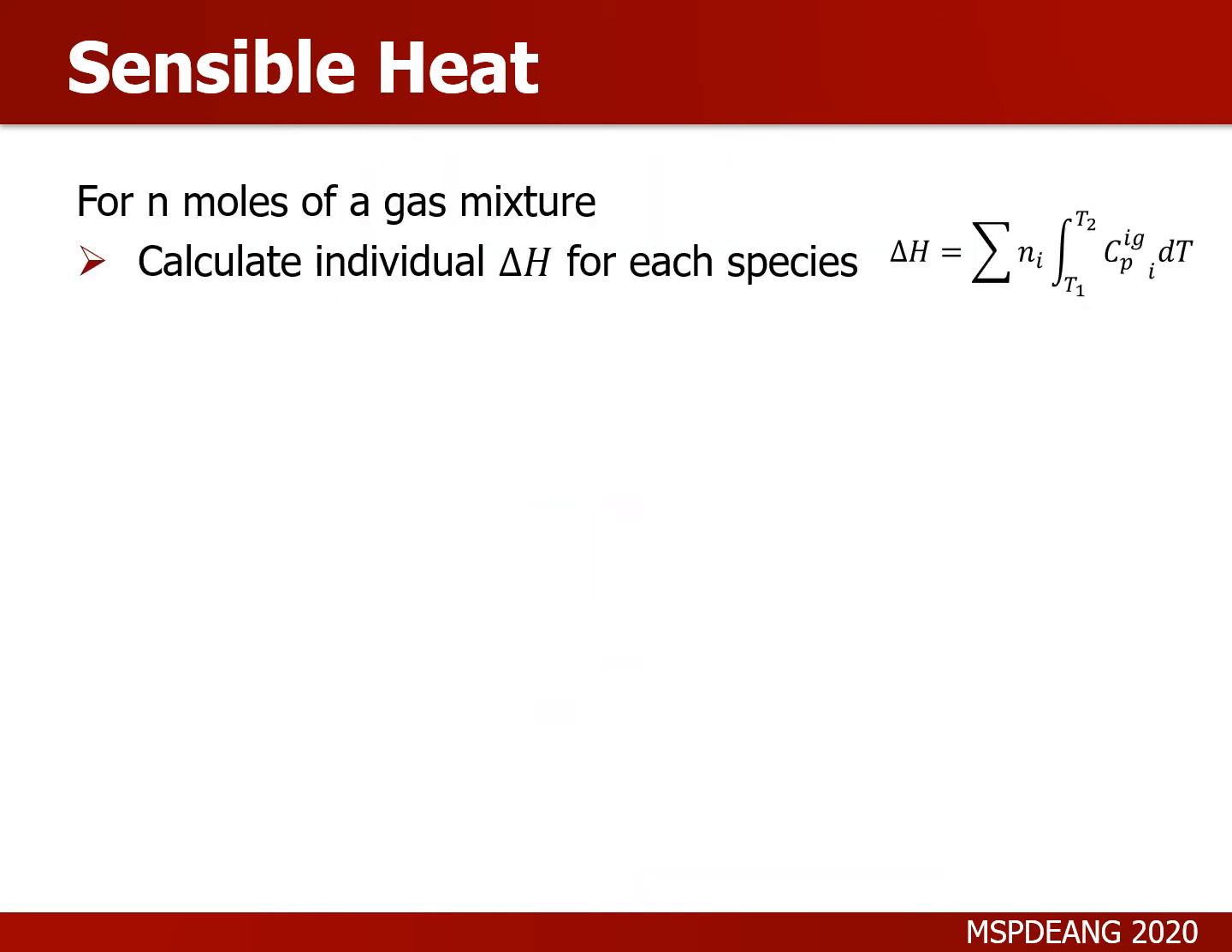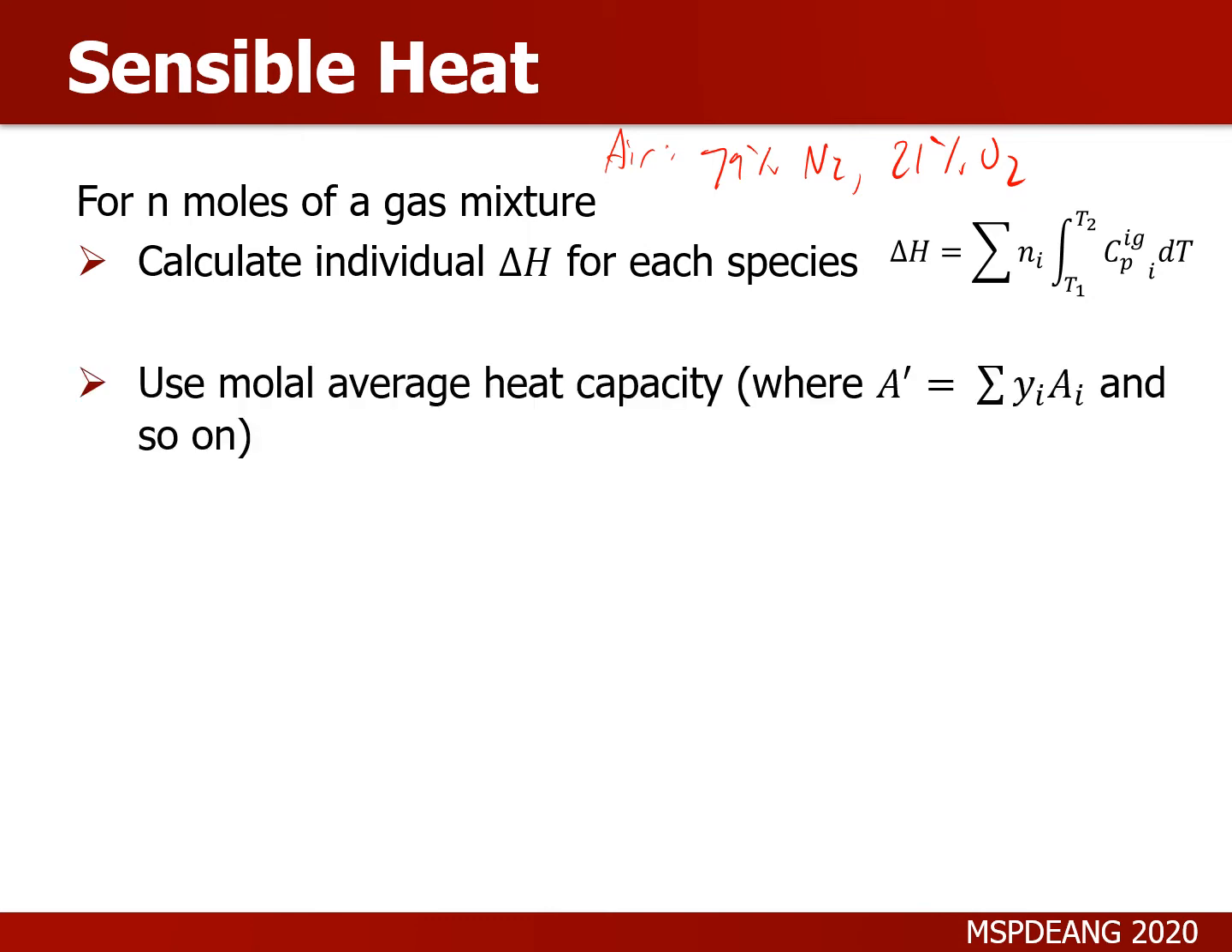So now, how do you evaluate delta H, or the sensible heat, for a gas mixture? There are three options. One is to calculate the individual delta H for each species. Let's say you have multiple species, for example, air. Say we take 79% N2, 21% O2. So to get delta H of air, it is delta H of O2 plus delta H of N2, where delta H of O2 is multiplied by the number of moles of O2, and of course with N2, multiplied by the number of moles of N2 as well.